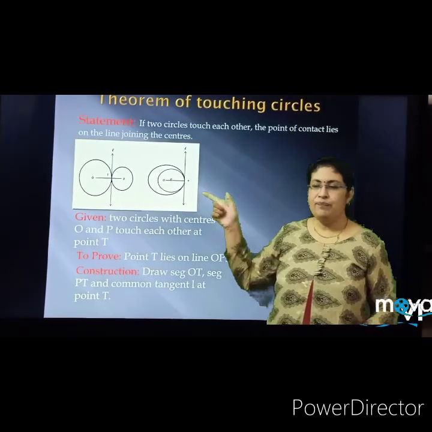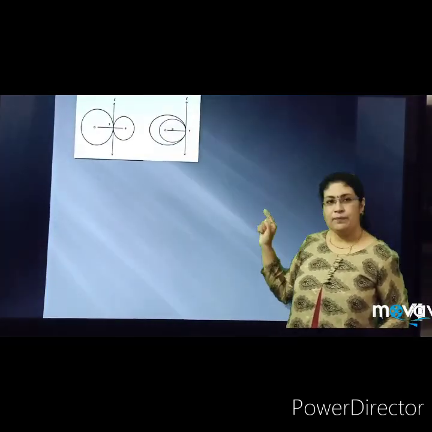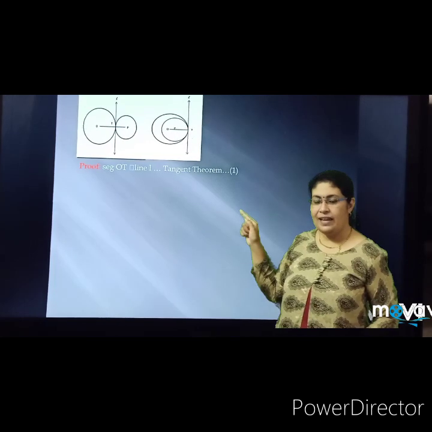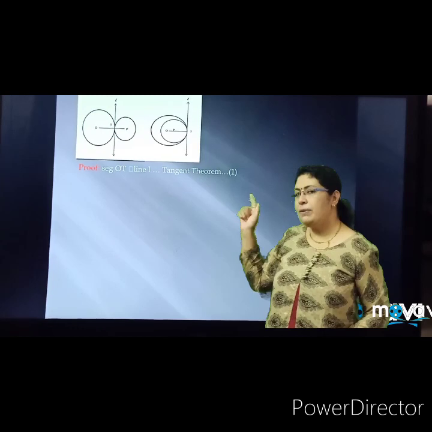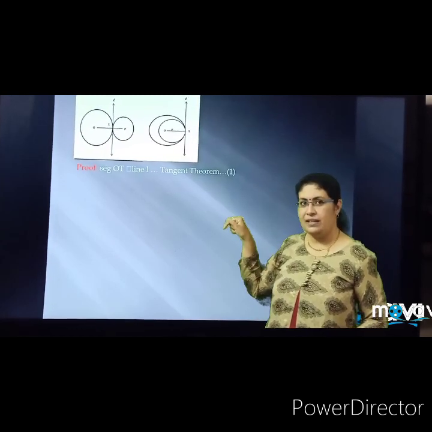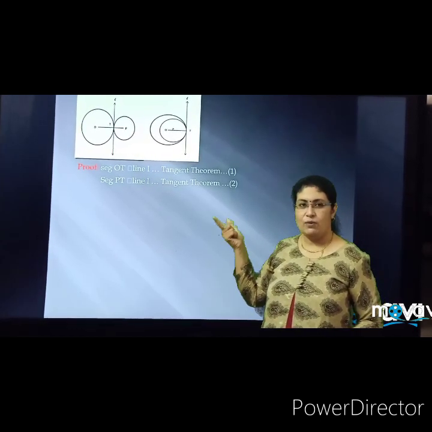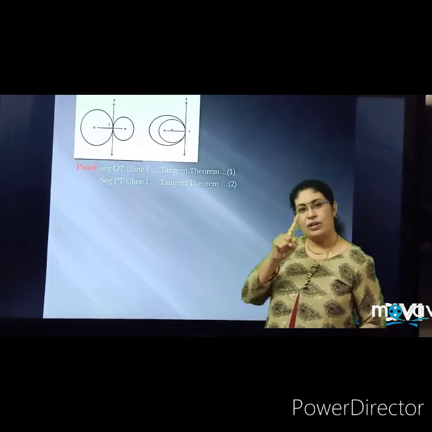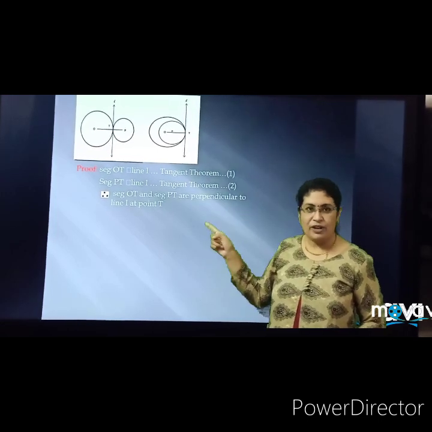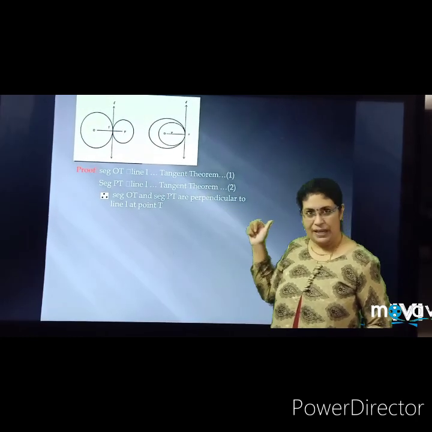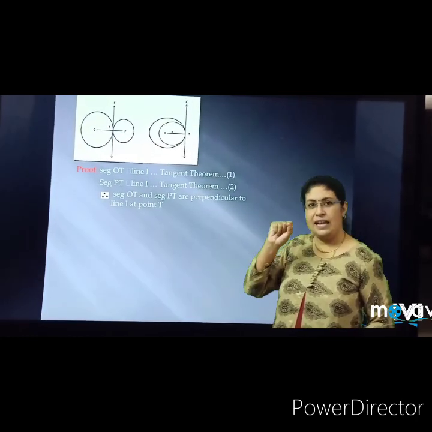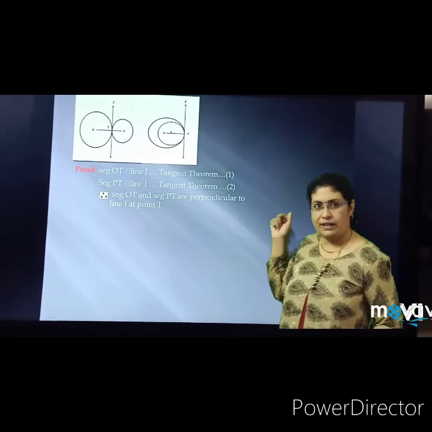In the theorem, we see that line OT is perpendicular to the tangent, that is line L. Even PT is perpendicular to that line L. And by the definition, what are we supposed to say? That there can be only one line perpendicular to the tangent at the point of contact. It means that if you draw a line from O till T, till the point of contact, there can be only one line.